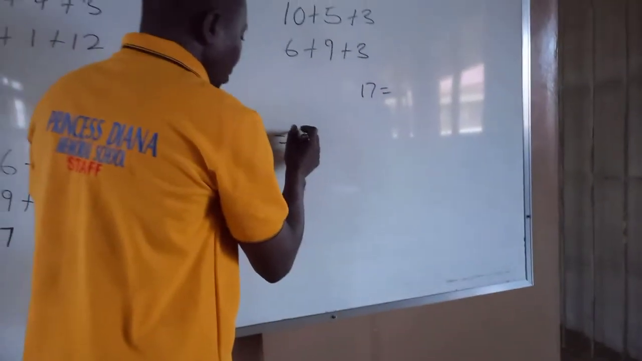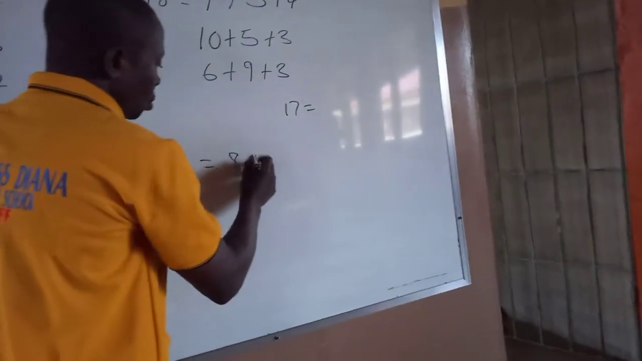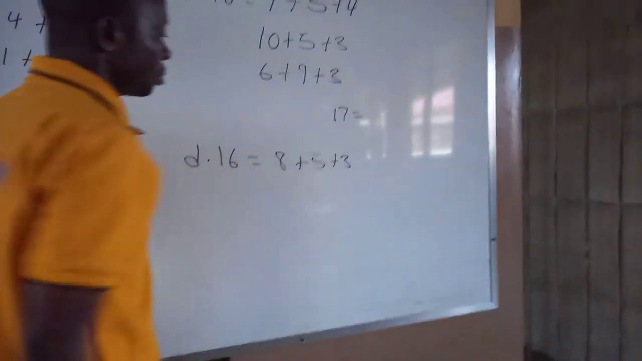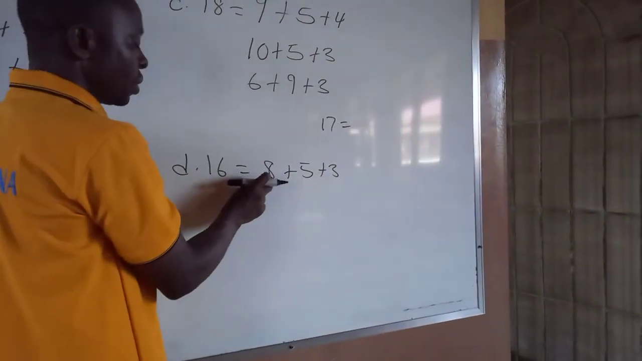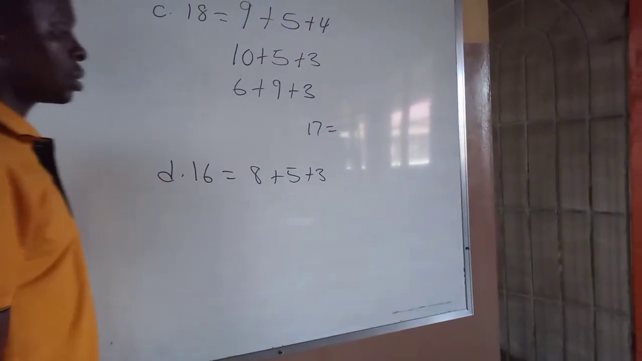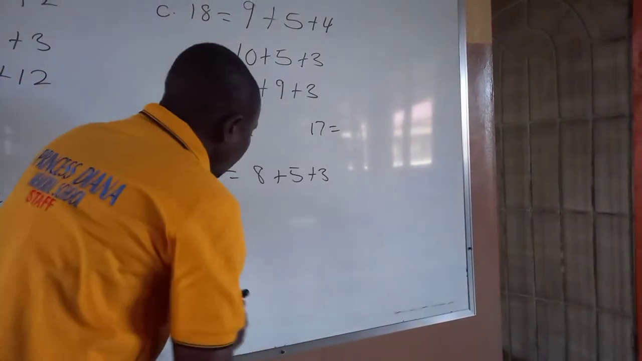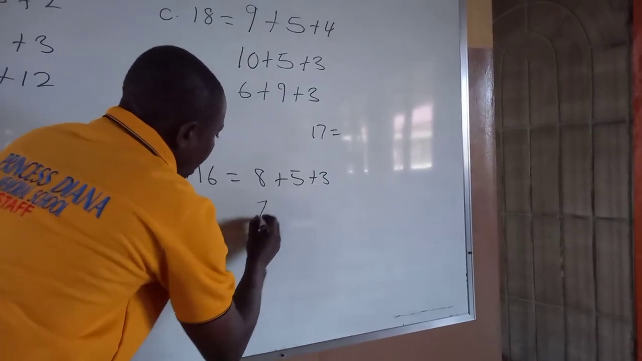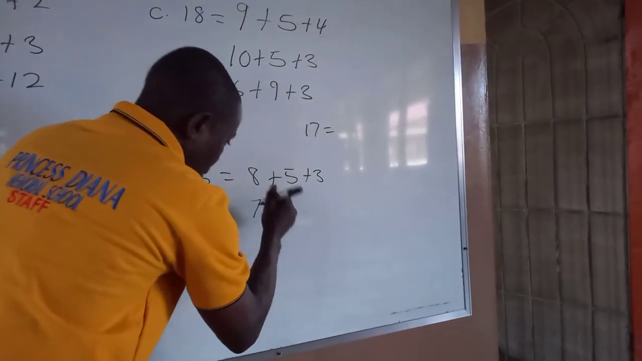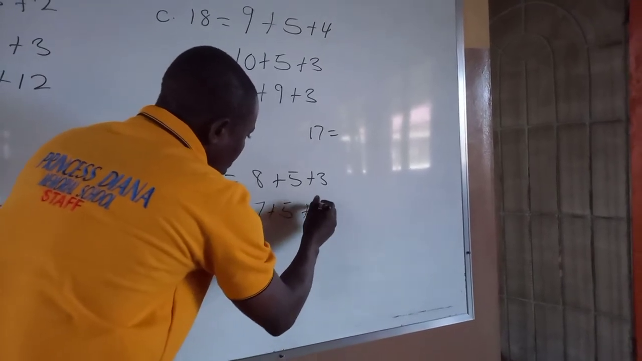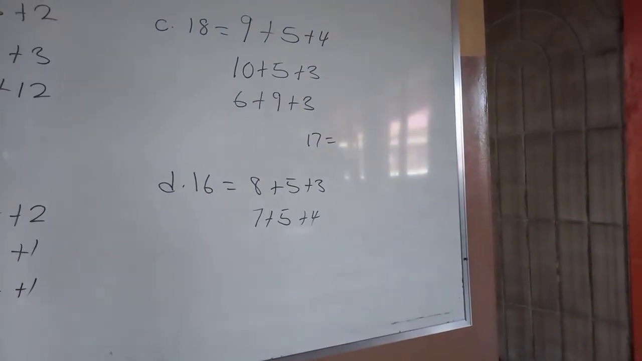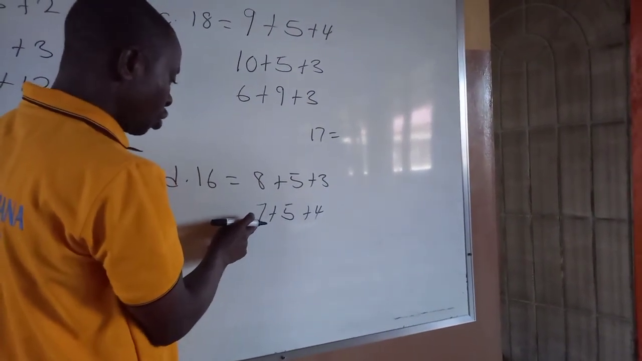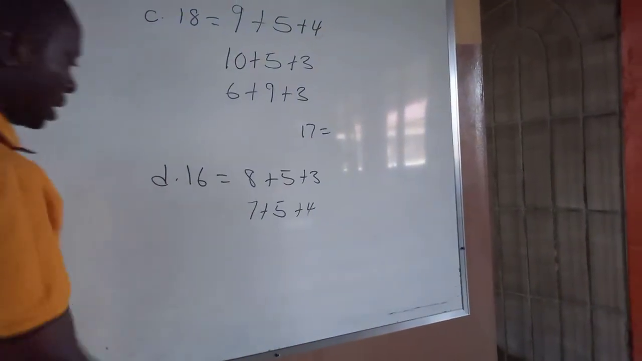16. Somebody will say, let's say 8 plus 5 plus 3. We'll add this to this to give us 13, plus 3 will get 16. Then somebody also says, let me go this way. We'll go 7 plus 5 plus 4. When we add this to this, it will give us 12, plus 4 will give us 16.